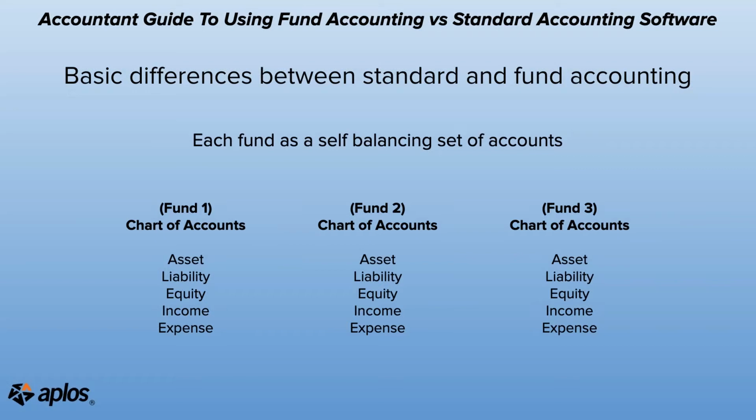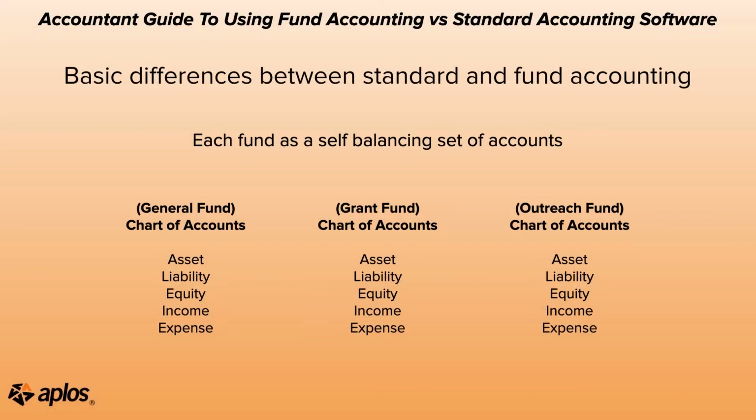For the remainder of most of our examples here, I'm going to use three different funds as the example: a general fund, a grant fund, and an outreach fund. Each one of these can be designated as a different type of fund. A general fund would typically be referred to as an unrestricted fund. So again, probably where most of your revenue comes in and most of your expenses go out.